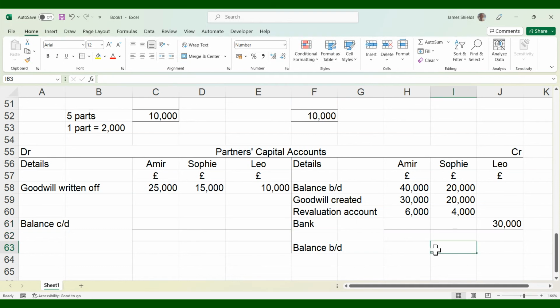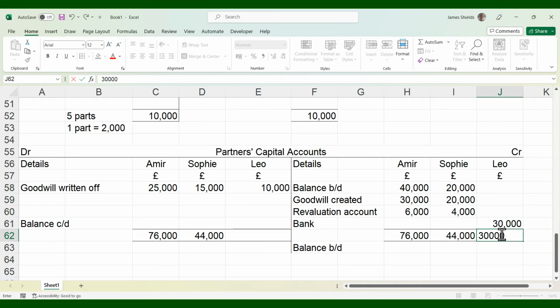So now we've entered all of the individual transactions, we can now work out the balance carried down. If you look at Amir's account, on the debit side, it's going to total 25,000, and on the credit side, it's going to total 76,000. So 76,000 is the largest amount. So we want 76,000 on both sides. For Sophie, the debit side is 15, and the credit side is 44,000. So again, we want the largest amount on both sides, so it's 44,000. And Leo, the debit side is 10,000, and the credit side is 30,000. So again, we want the largest amount on both sides.